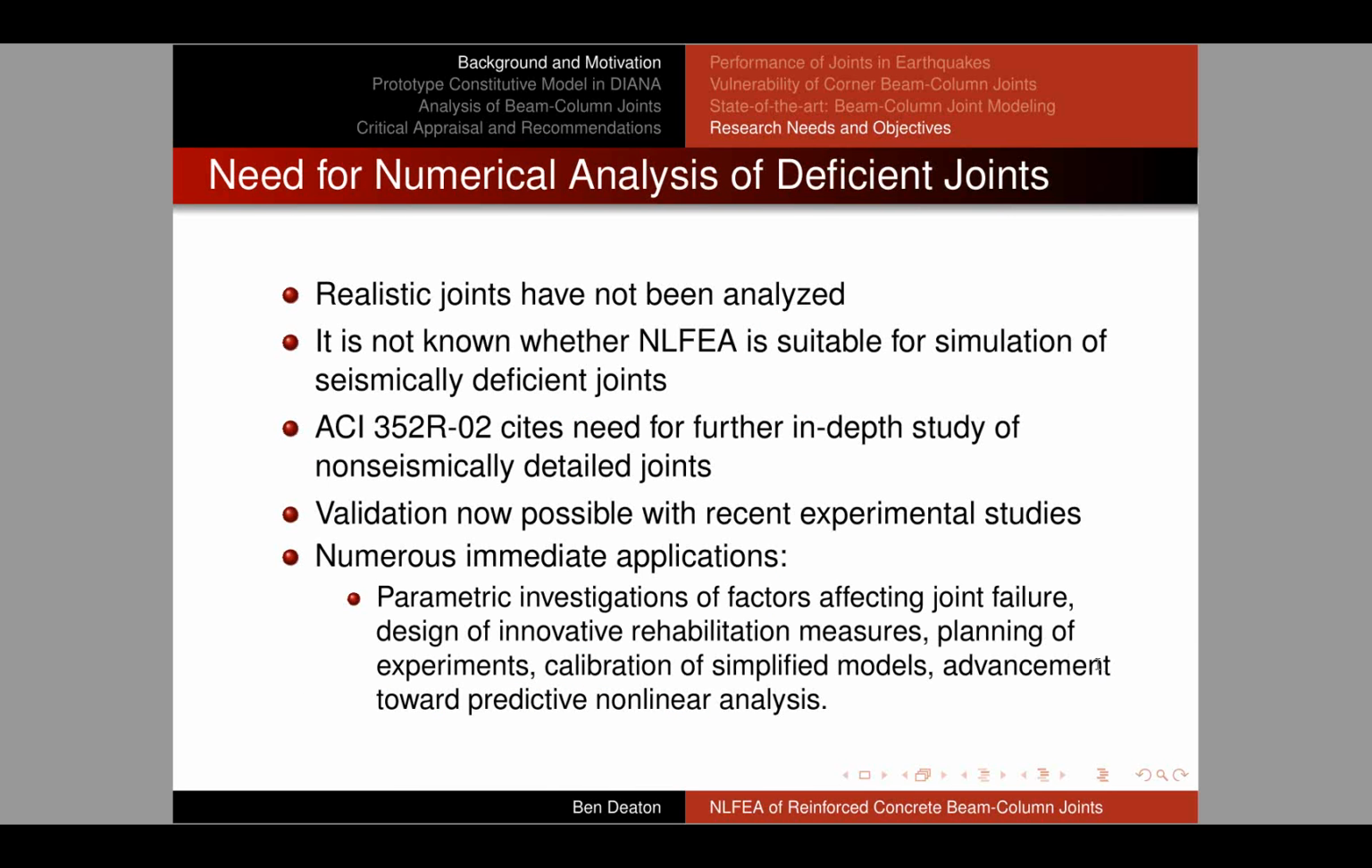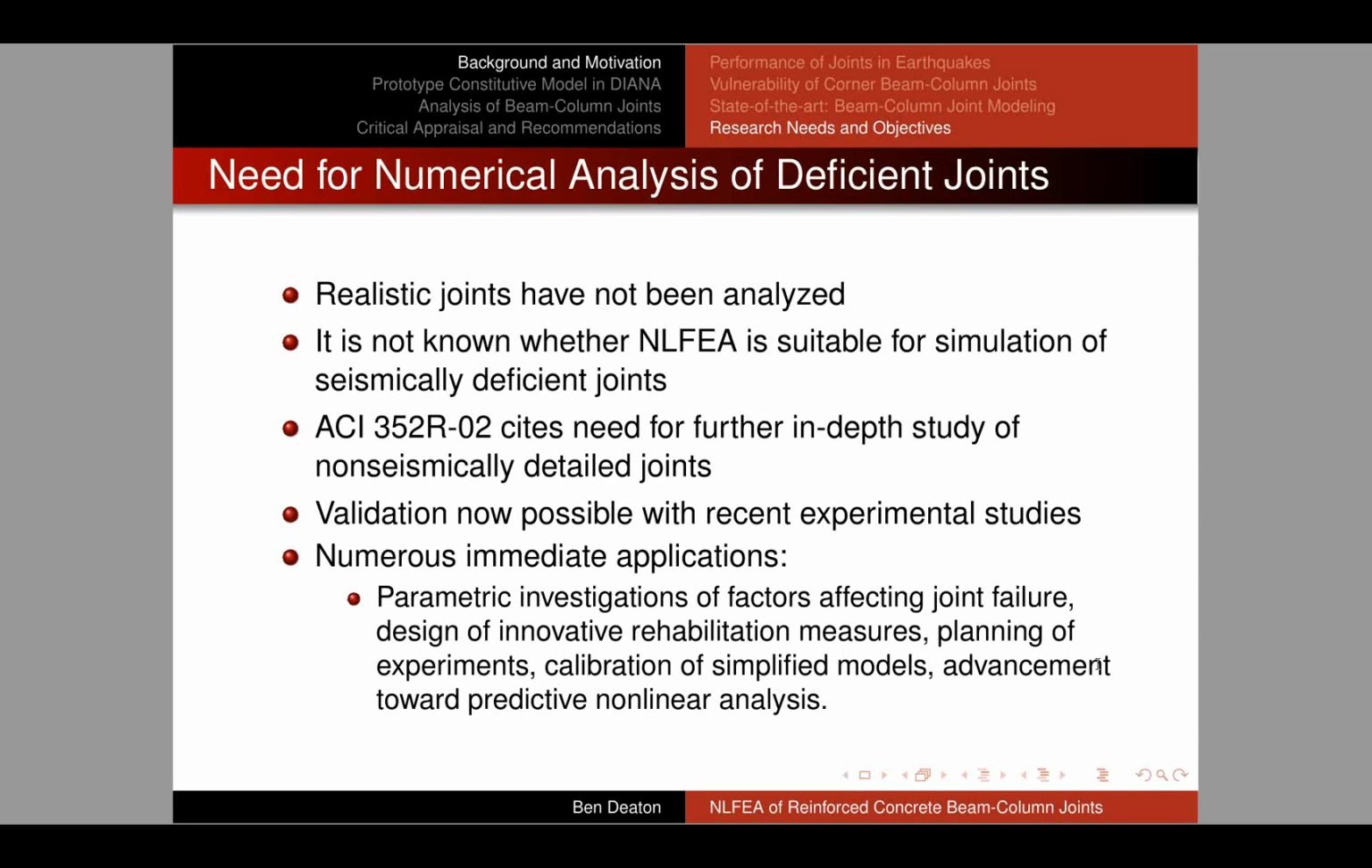So there's a need for numerical analysis of these types of joints. And I think it's safe to say that realistic joints have not been analyzed. And at the time of the study, it wasn't known whether nonlinear FEA was suitable to simulate these types of joints. Was it even possible? Why else? ACI 352, which is the American Concrete Institute Committee on Joints and Connections in Monolithic Concrete Structures, cites the need for further in-depth study of non-seismically detailed joints. And we're at a point now where we could actually validate such a model because of the recent experimental studies that I just presented.